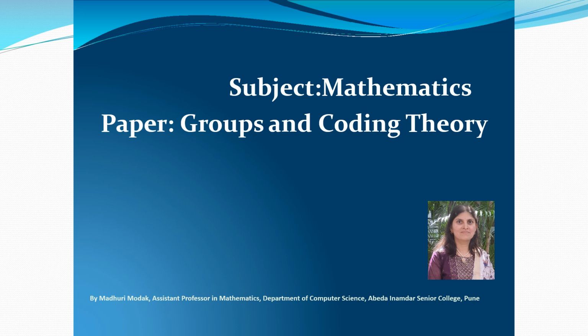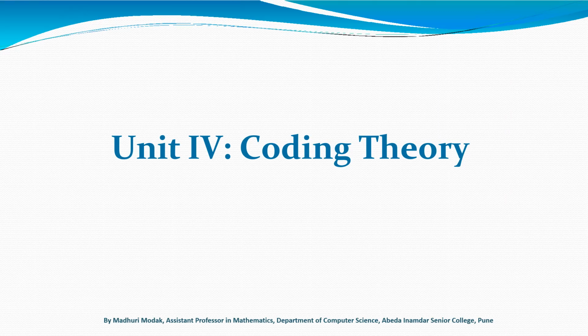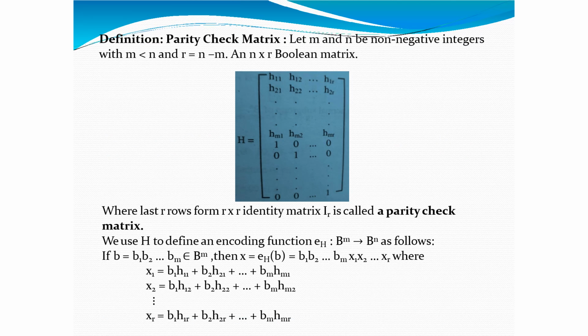Now, in groups and coding theory, we start with the last unit, that is coding theory. We have seen what is the meaning of encoding function, group code, Hamming weight, Hamming distance, etc. Now, we define parity check matrix.